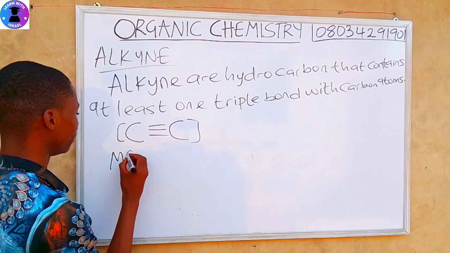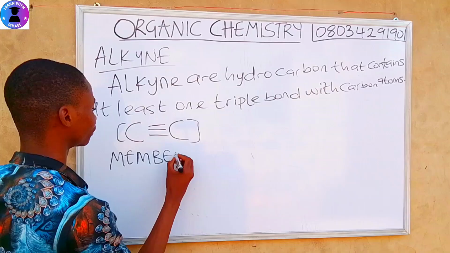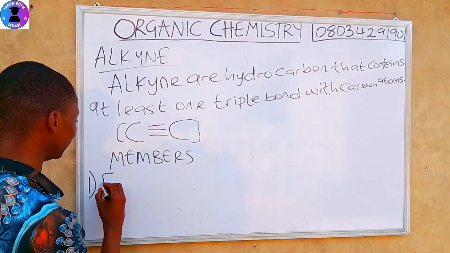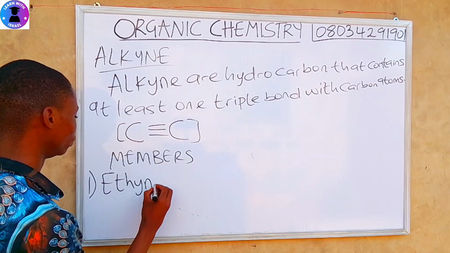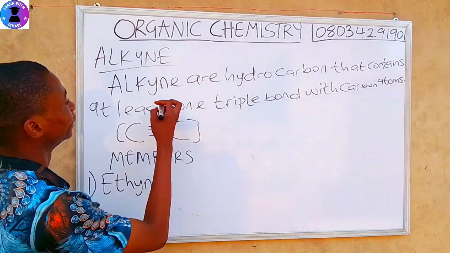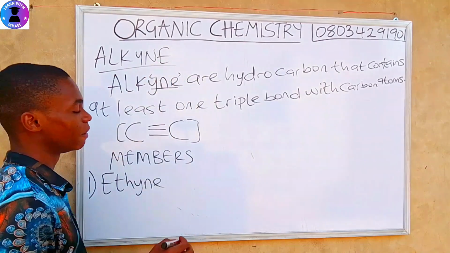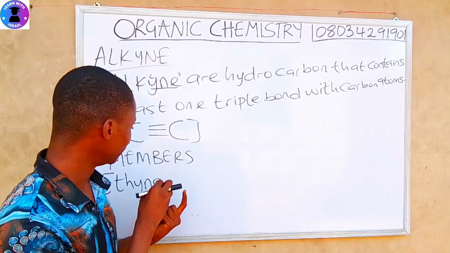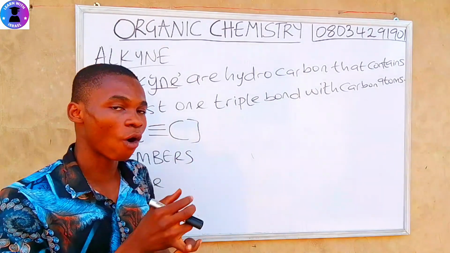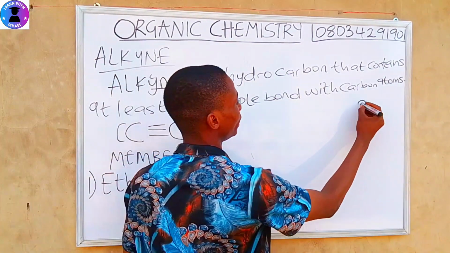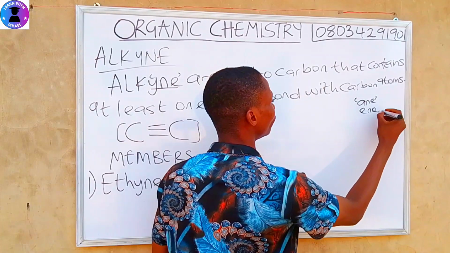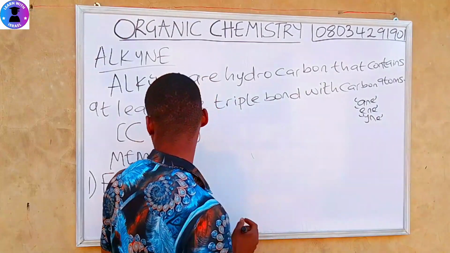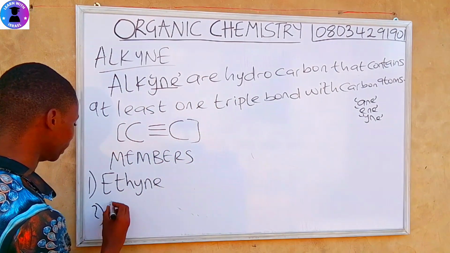So let's start naming the members. We start from ethyne. We are going to use the suffix -yne. I said if you are listing the members of each homologous series, you end it with a suffix. For alkane, "-ane", for alkene, "-ene", for alkyne, "-yne". That's how you end the members. So ethyne. Next one is propyne.